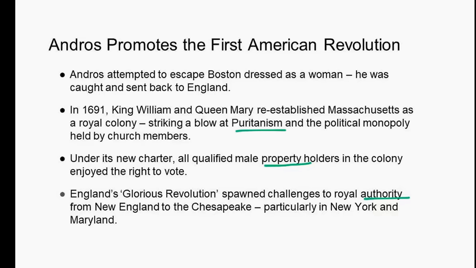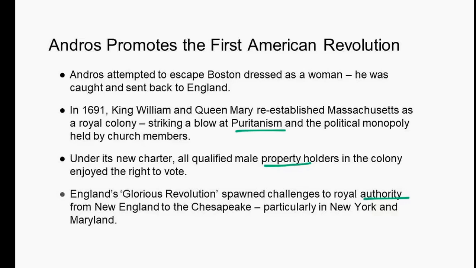In 1691, King William and Queen Mary re-established Massachusetts as a royal colony, striking a blow at Puritanism and the political monopoly held by church members. Under its new charter, all qualified male property holders in the colony enjoyed the right to vote.